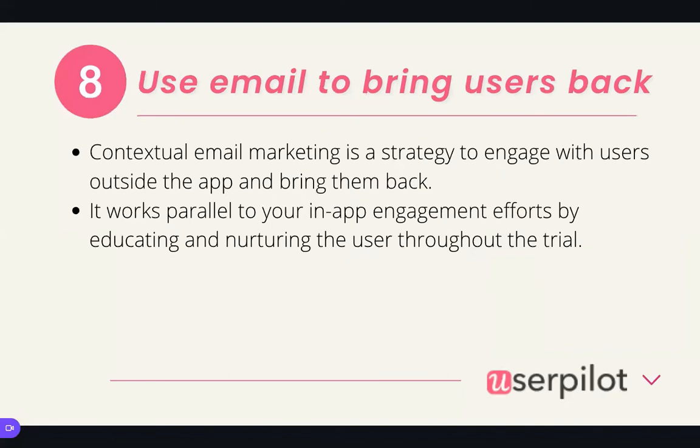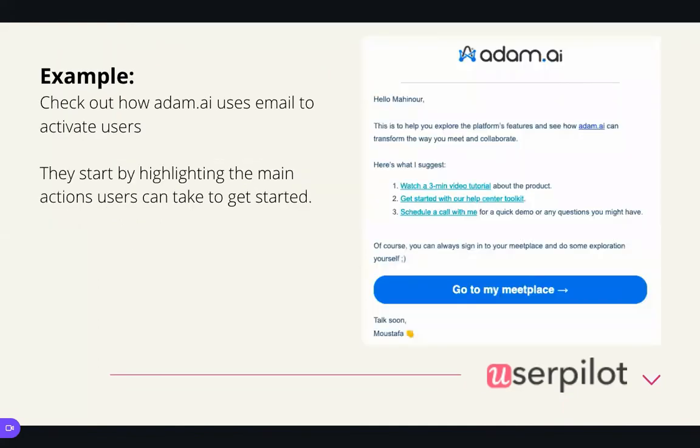The last step is use email to bring users back. What if your users are not logging in or going into the app anymore, and they didn't complete the checklist or walkthrough? You can easily follow up with them with emails. It works in parallel to your in-app engagement efforts, of course, but through emails to bring them back, remind them where they stopped, and remind them to continue the checklist.